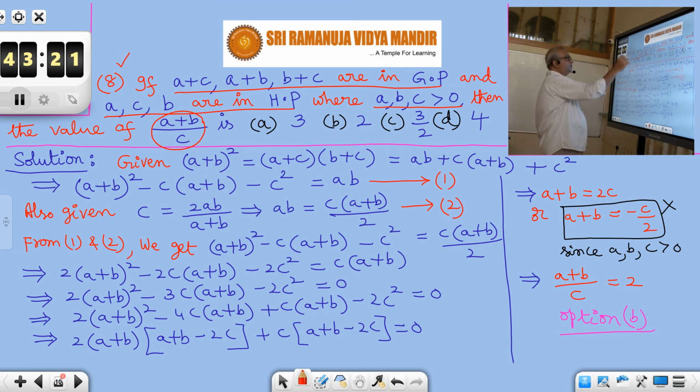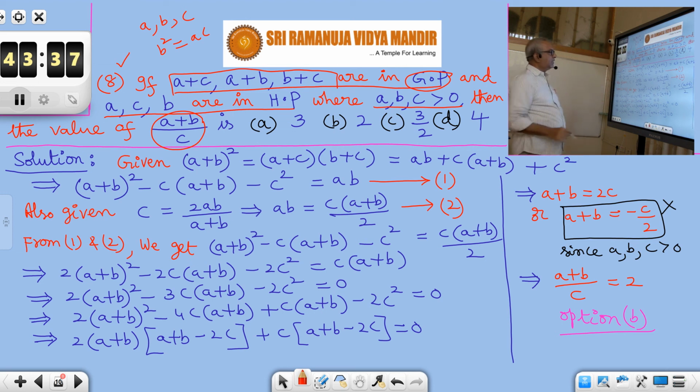So first I will use this information. A plus C, A plus B, B plus C are in what? GP. If 3 numbers are in GP, A, B, C are in GP, then it implies what? B square is equal to AC. Middle number square is equal to product of the other numbers. So middle number is A plus B. So A plus B whole square is equal to product of the other numbers, A plus C into B plus C.